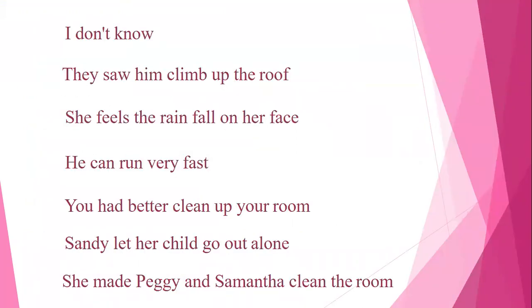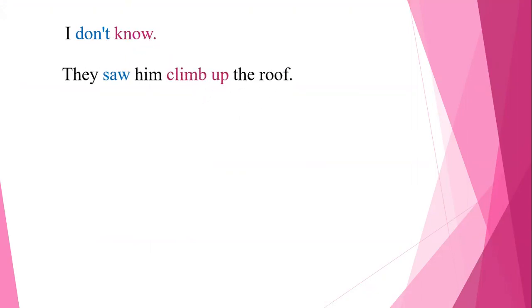Here we have some examples, some sentences. Now we should find out infinitives in each sentence. In the first sentence, we use infinitive after don't. They saw him climbing up the roof. We use main verb saw and infinitive climb up. She feels the rain fall on her face. The main verb feels and infinitive fall without to.